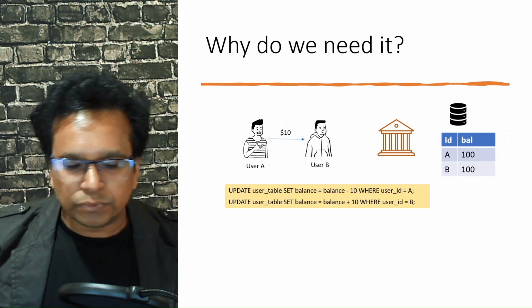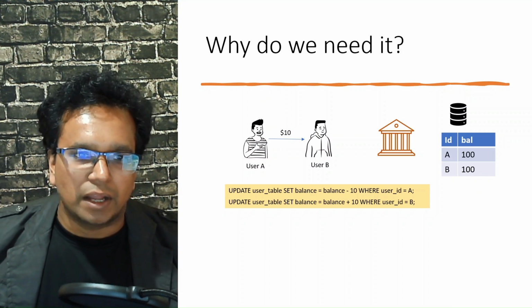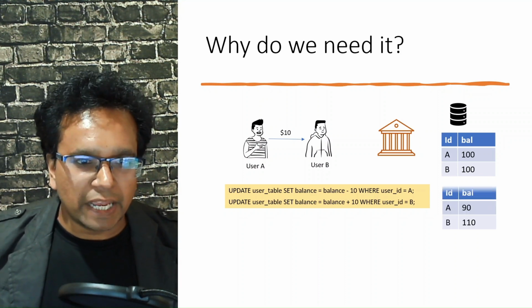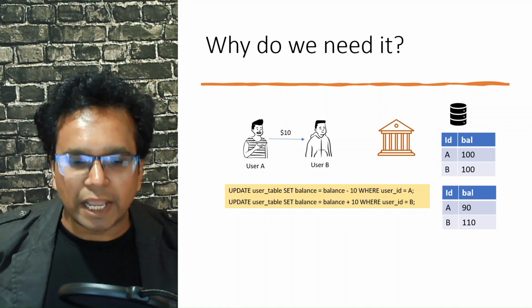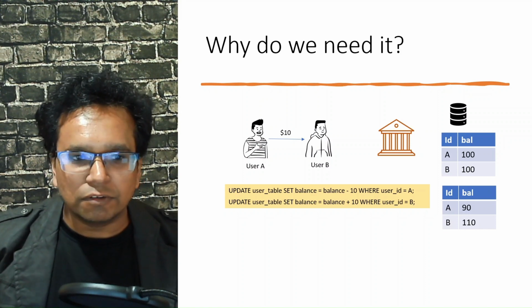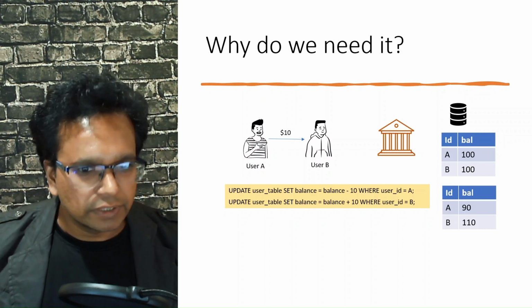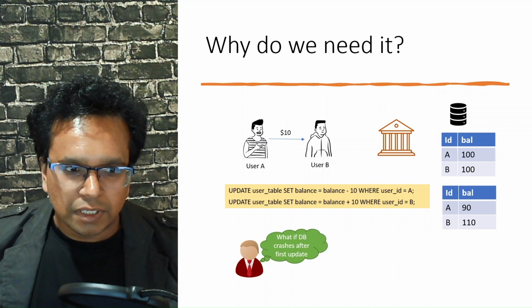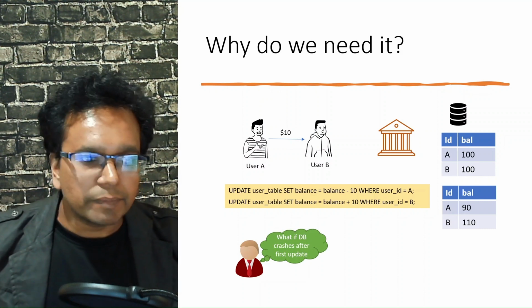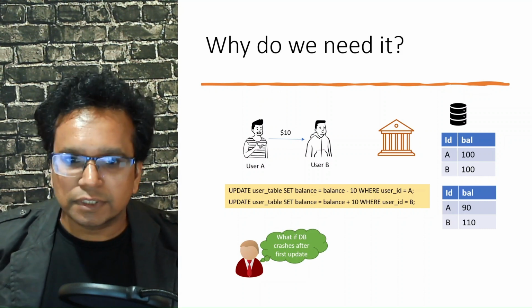And once these two statements get done, ideally our database should have this state where user A has a balance of $90 and user B has a balance of $110. Right? Good. All good so far. Now, what if the database crashes after the first update?